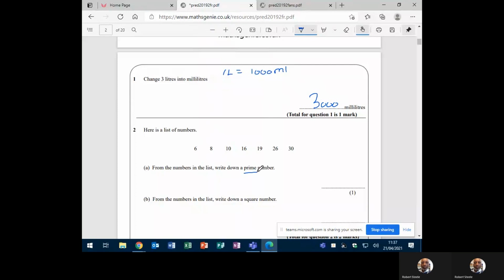A prime number is something that's only divisible by 1 and itself, and in this list here, that would be 19. I can tell by looking that everything else here is in the 2 times table because all the other numbers are even.